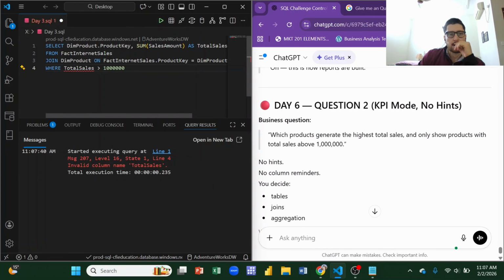Okay, there seems to be a problem here. Invalid column name, total sales. Why is it invalid? It is totally valid. Now, should it work? Okay, there seems to be a problem here with the total sales name. Let's apply having here.